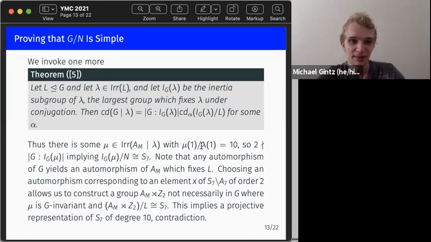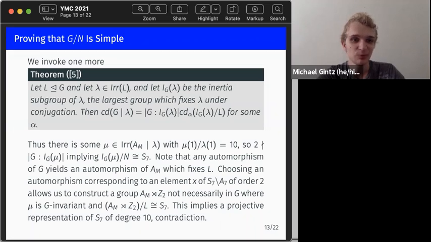Then CD of G given lambda is going to be the index of our inertia subgroup times the elements of CD_alpha of the inertia subgroup over L, for some factor set alpha of the inertia subgroup quotiented out by L. And this implies that there's some irreducible representation of AM given lambda, whose dimension is 10 times that of lambda, just because we know the projective character degree sets of the alternating group A7. These have already been calculated.